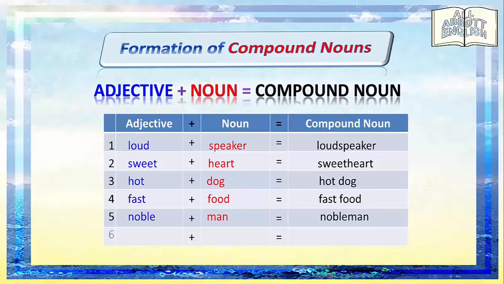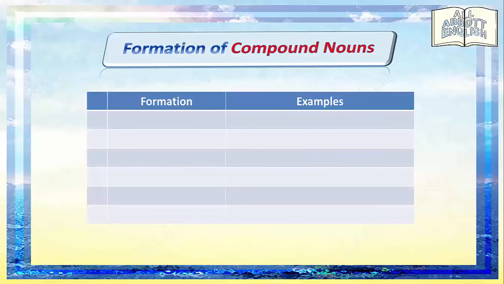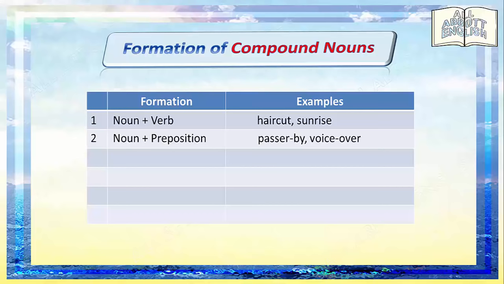Here are examples of other ways of forming compound nouns. 1. Noun plus verb: haircut, sunrise. 2. Noun plus preposition: passerby, voiceover. 3. Verb plus noun: breakfast, scarecrow.